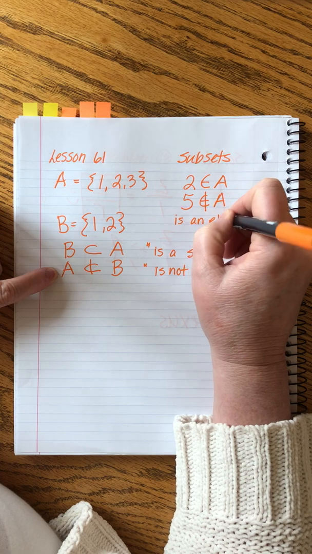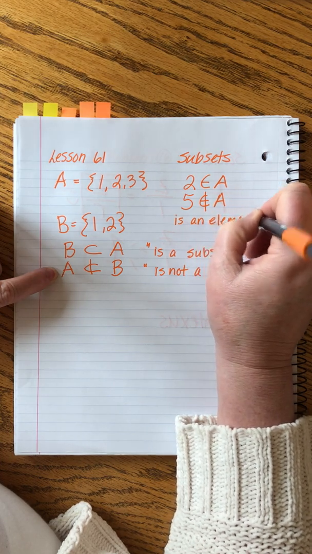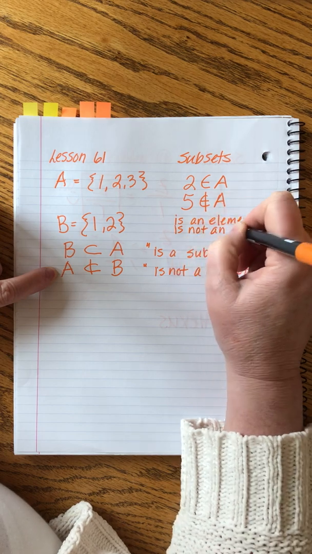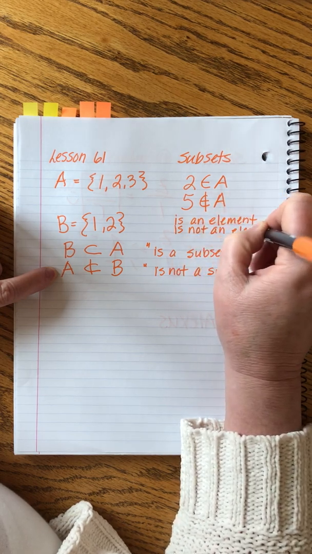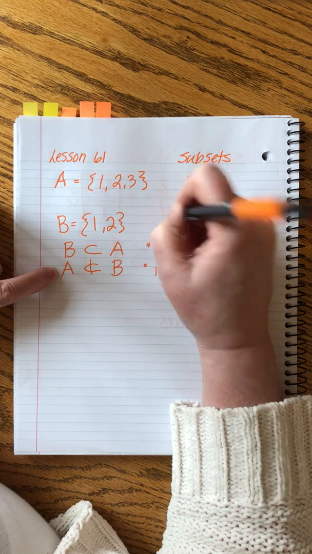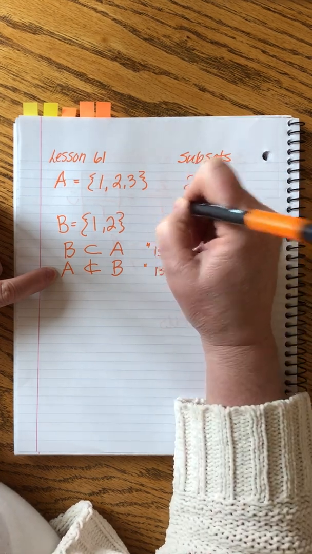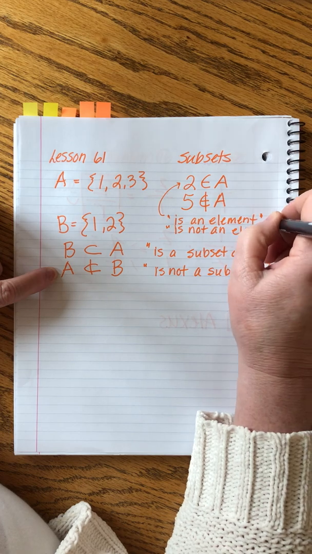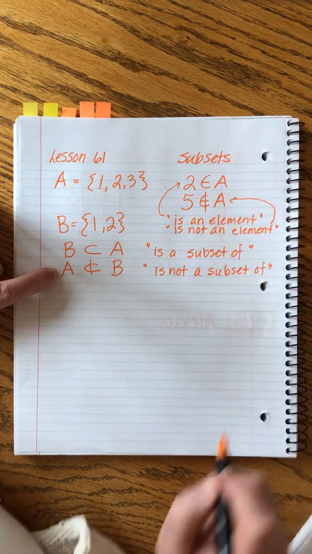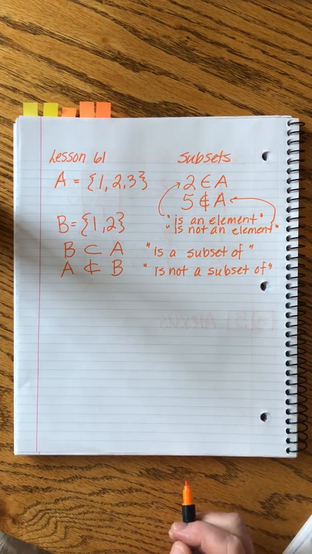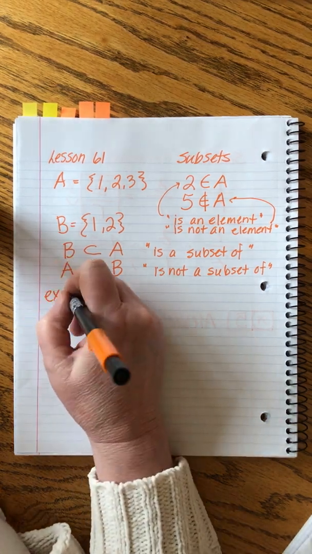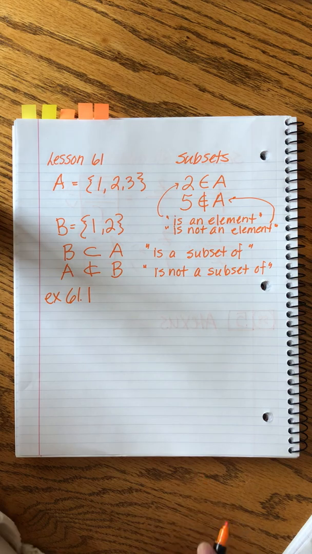And this one means is an element, or is not an element. Okay, obviously, this is this one, and this is that one. Okay, so new little symbols, they make a fair amount of logical sense. Let's try a proper example, 61.